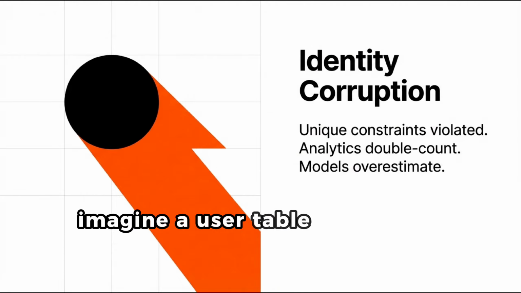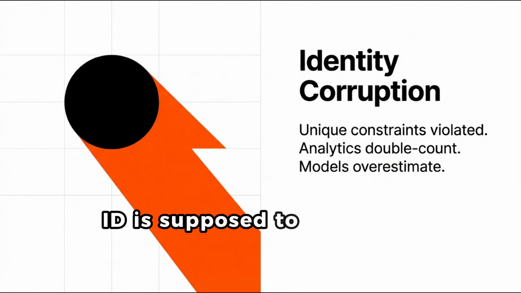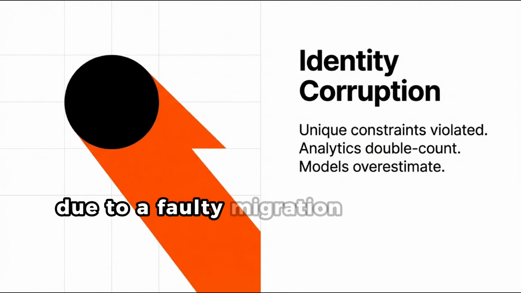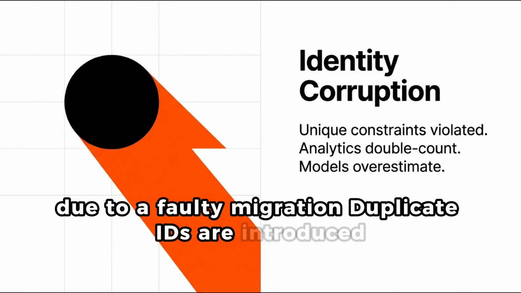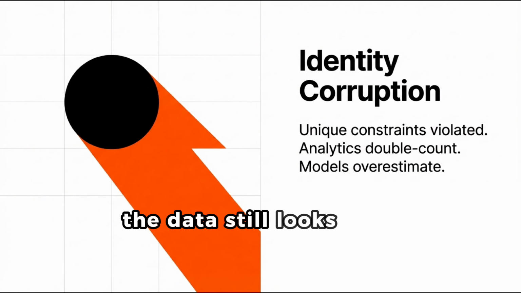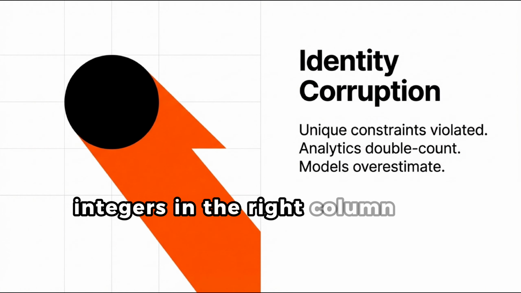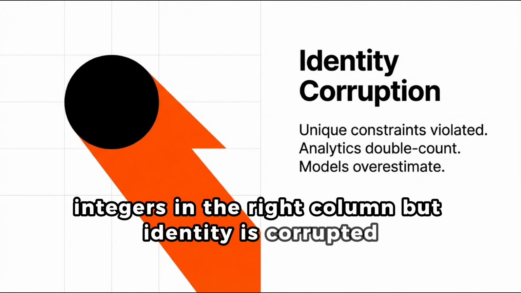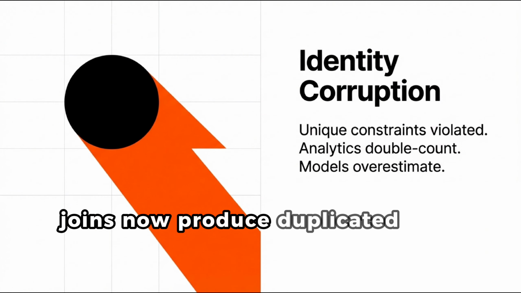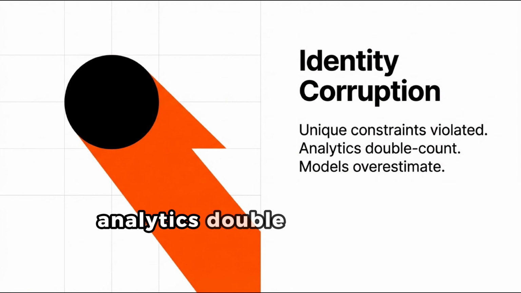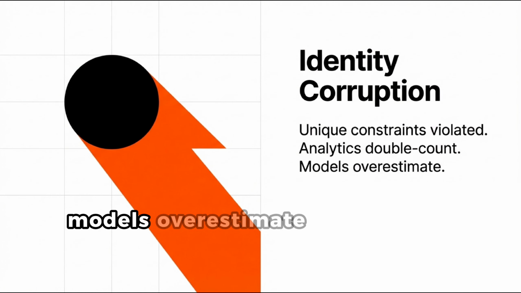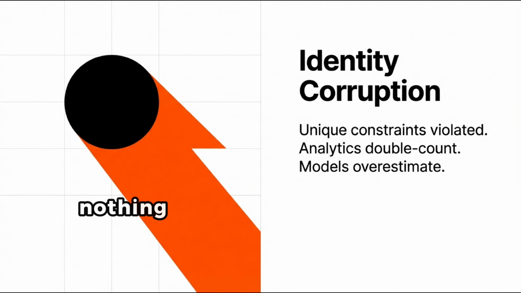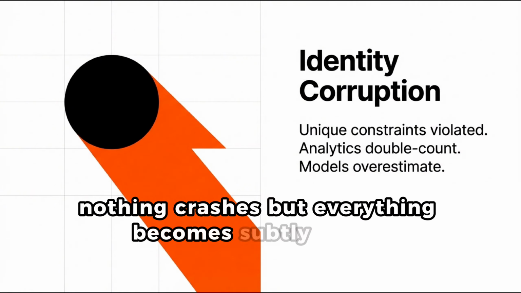Imagine a user table where user ID is supposed to be unique. Due to a faulty migration, duplicate IDs are introduced. The data still looks valid, integers in the right column, but identity is corrupted. Joins now produce duplicated rows, analytics double count users, models overestimate engagement. Nothing crashes, but everything becomes subtly wrong.